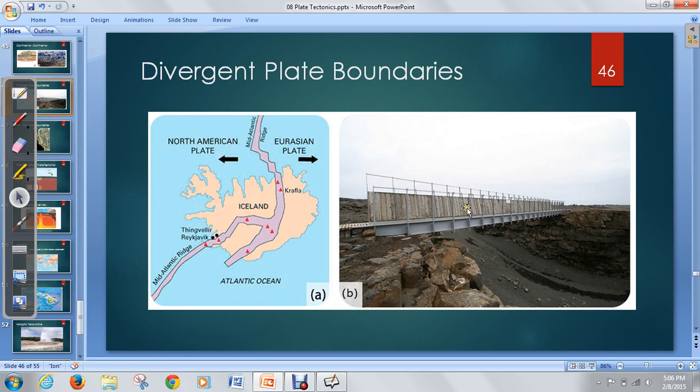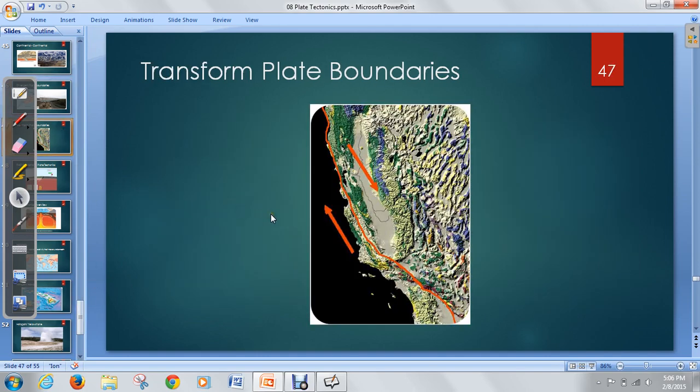This bridge on the side right here is actually built across one of those divides. And so slowly over time, they have to rebuild that bridge every couple of years because this gap is getting bigger and bigger as these plates are splitting apart. And so that's a divergent boundary. And then the last one we want to look at is a transform boundary. Transform boundaries don't have a lot of mountains or volcanic activity like other boundaries, but they are associated with earthquakes. That's when two plates are trying to slide across each other like this.